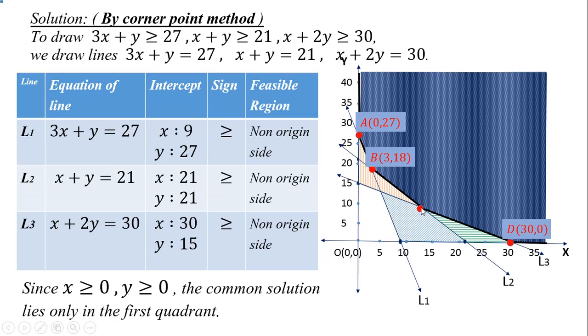Similarly, this point is the point of intersection of this line L2 and L3. So to find the coordinates of this point, we solve the equations of line L2 and L3. Here x plus y equal to 21, x plus 2y equal to 30. So solving these two equations, we get the coordinates of this point 12, 9. We denote this point by C.